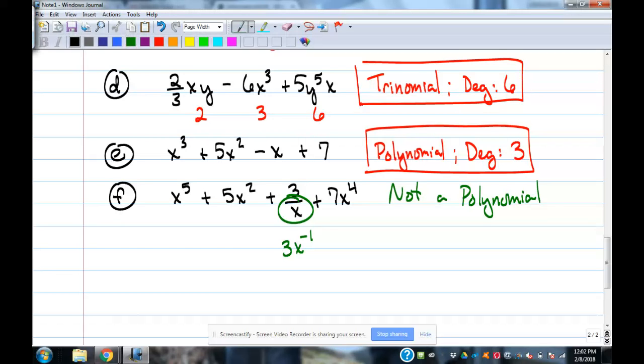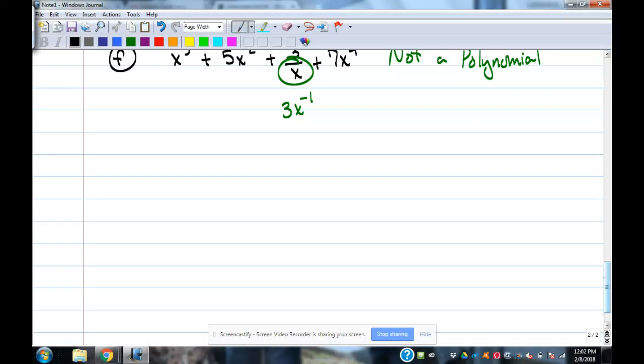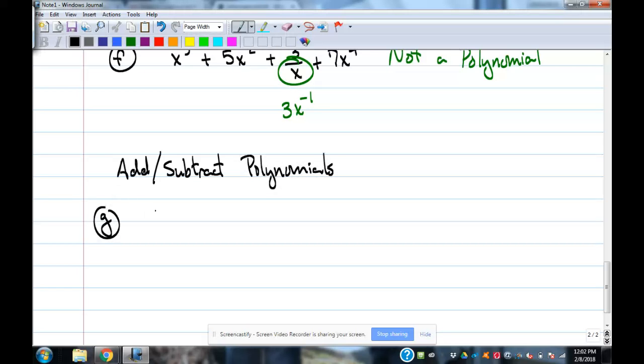All right. Let's actually do what the title of the lesson is. It's add and subtract some polynomials. You did this yesterday, if you were here. We just didn't call it that. We called it putting like terms together. Adding, subtracting polynomials is exactly the same thing. Okay? So, if we're going to add and subtract, example G, let's take this polynomial, 3x plus 7.